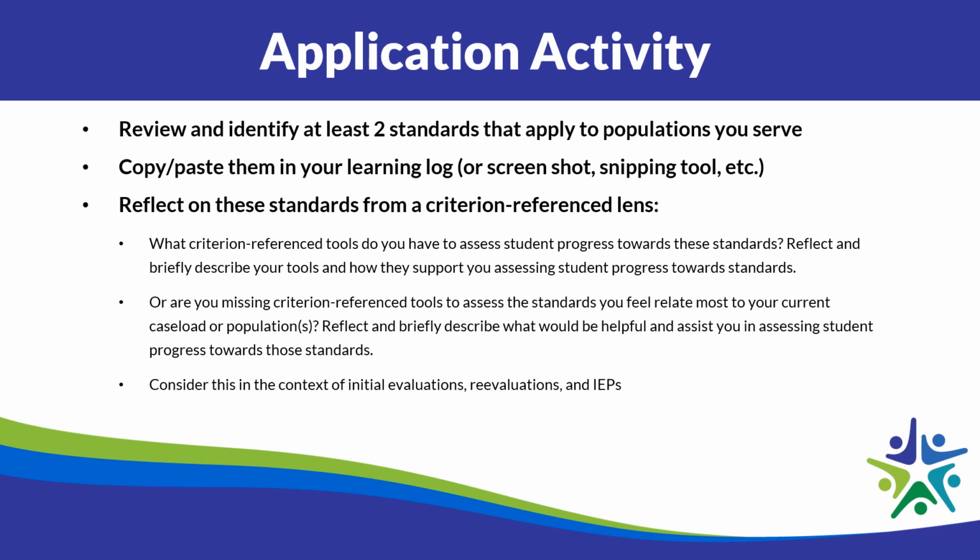Think about what criterion reference tools you have to assess student progress towards those standards. Reflect on that, briefly describe your tools, and think about how they support you in assessing student progress towards those standards. Or, once you have those standards picked out and you're reflecting on tools that you use, you might think that this is an area where you're missing some tools, that you don't have a lot of tools to really assess those standards that could be really important for students on your caseload. Reflect on that. Briefly describe what you feel might be helpful and assist you in assessing that student progress towards those standards.